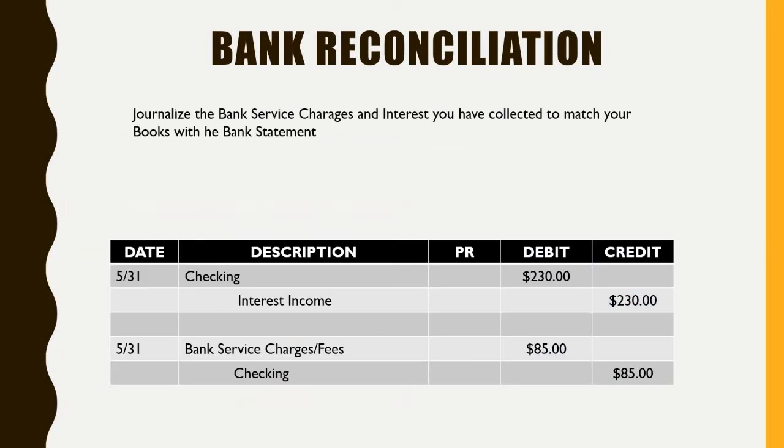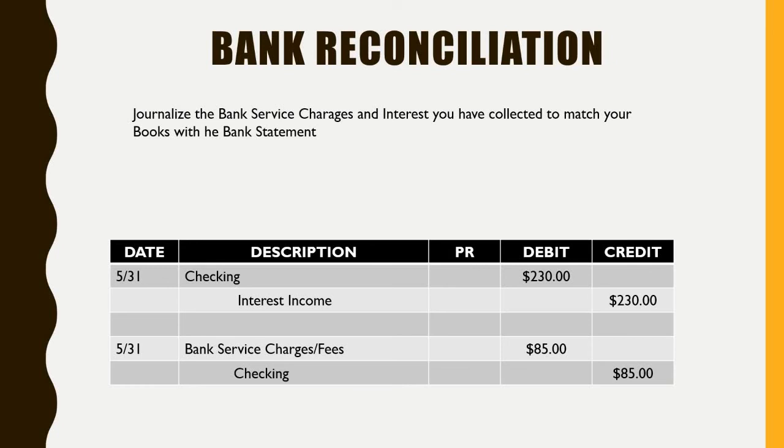Okay? And of course, once you've completed your bank reconciliation, you need to adjust your books accordingly, because in this case, you need to update your ledger. And how do you update your ledger? You have to post to the journal first before it can add to your ledger.